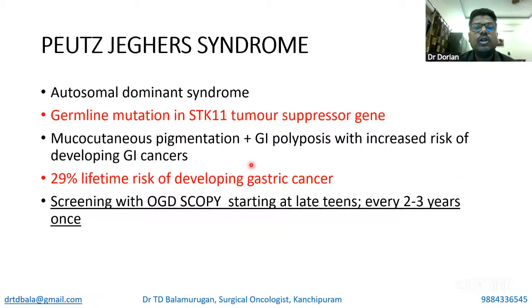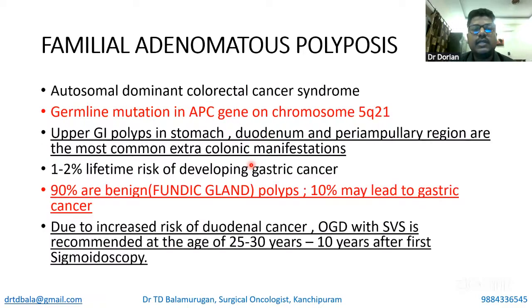PJS, very nice. You all know autosomal dominant STK11 tumor suppressor gene, mucocutaneous pigmentation with GI polyposis, 29% risk of developing gastric cancer. FAP, everyone knows germline mutation in APC gene. Usually in FAP, the polyps found in the stomach are benign. Very important point. The polyps found in the stomach are benign fundic gland polyps, of which 90% are benign and only 10% may lead to gastric cancer.